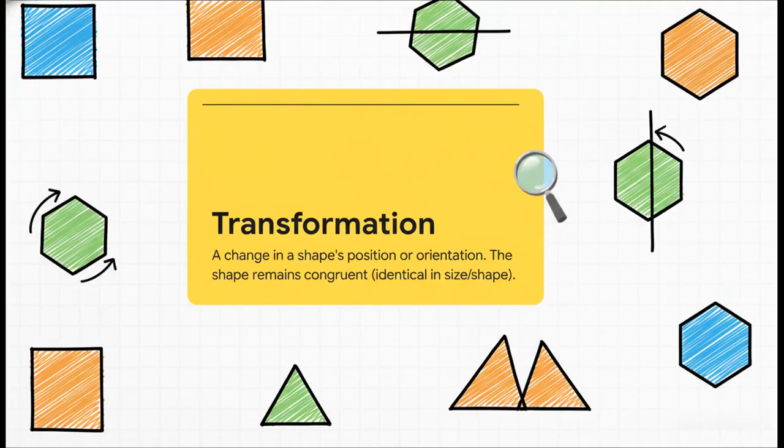So the official term for these moves is a transformation. And the key word here is congruent, which is just a fancy way of saying the tile itself, its size and shape, never, ever changes. The only thing we're messing with is its position and which way it's facing.